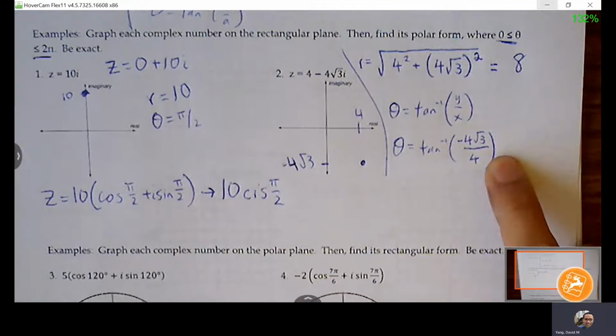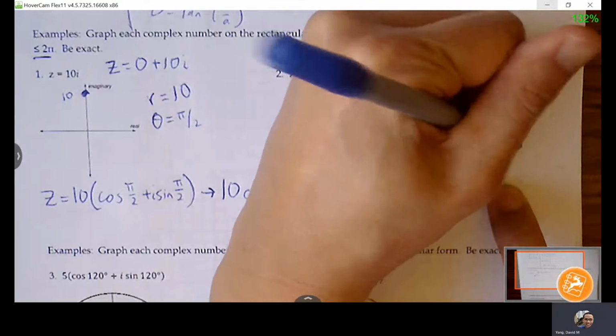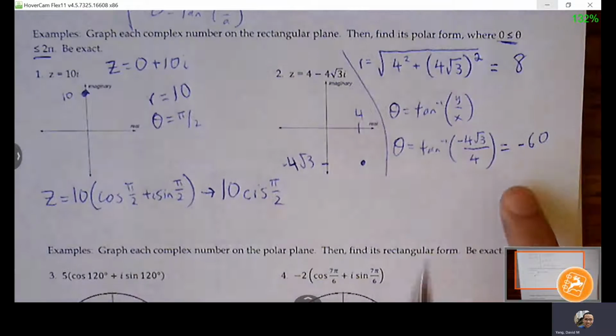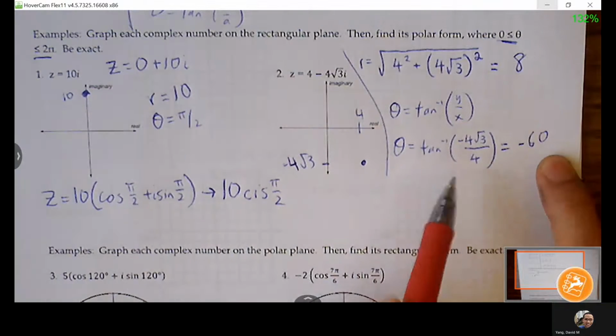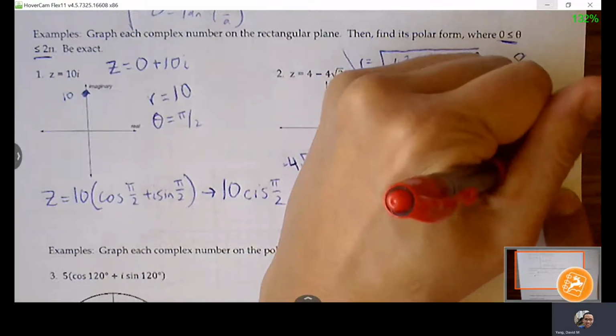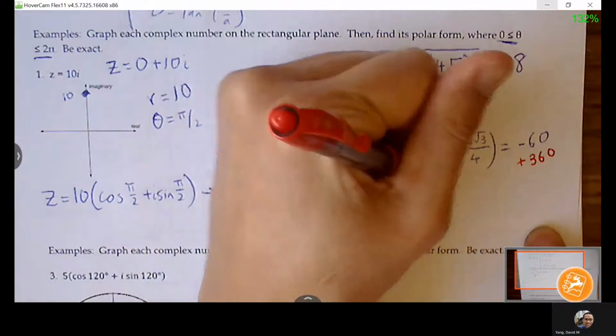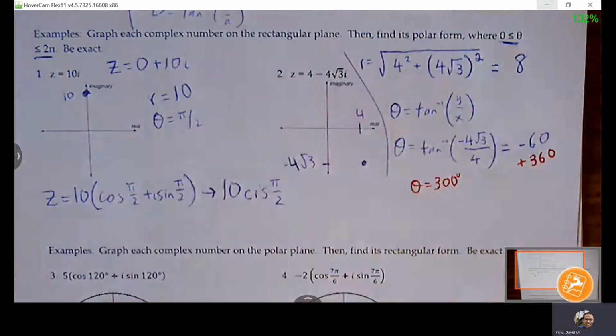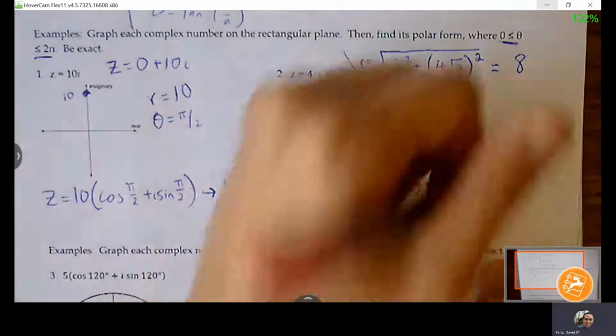Okay, so enter that in the calculator. You should get -60. And then which quadrant is this in? Fourth, so we need to add 360, right? And what's the radian version of 300 degrees? It's 5 pi over 3, right?